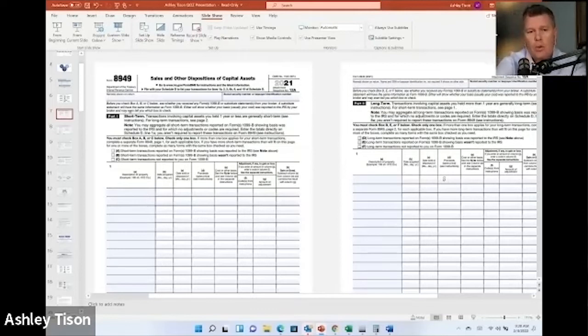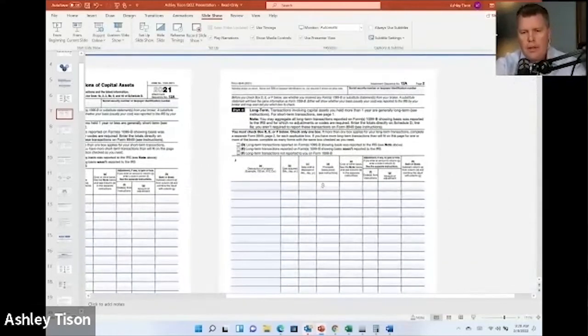And so if it's short-term, it's going to be part one. If it's long-term, it's going to be part two. But inside of this, this is where you fill it out, specifically on this page. So the description of the property, like stock or whatever. So it'd be Amazon stock, the date that you acquired it, the date that you sold it, what the proceeds were, what your cost basis was, and then a code from any instruction on any adjustment that's going to happen.